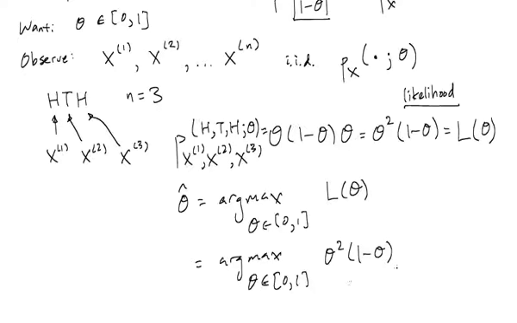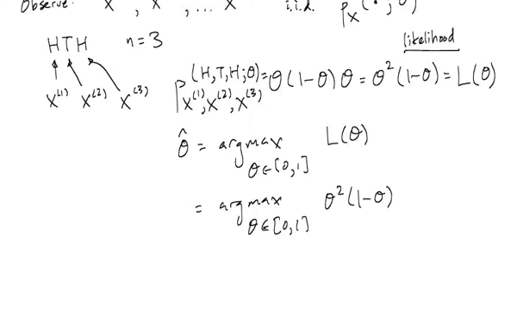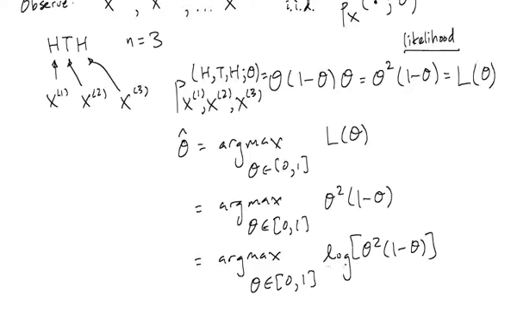A standard trick is to say that instead of maximizing this, we're going to take an order-preserving transformation of it, one that doesn't change what the argmax is. A popular choice is to take the log, and in this case I'm going to use the natural log. So this is the same as the argmax over theta within [0, 1] of log of theta squared times (1 minus theta), because log is strictly monotonically increasing.